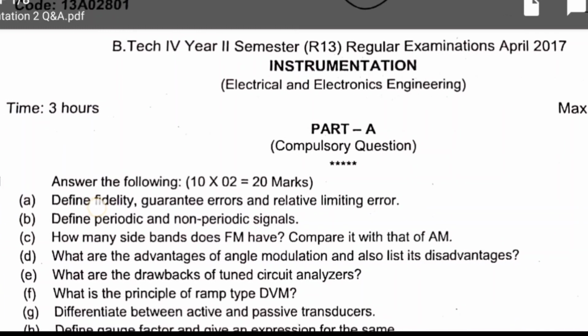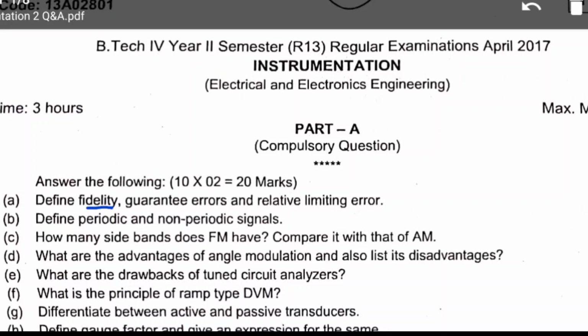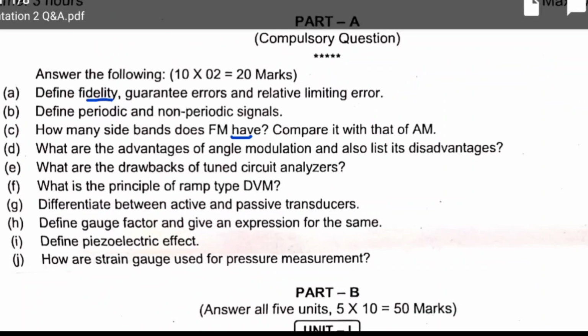Define periodic and non-periodic signal. If the signal varies with respect to time, it is periodic. Non-periodic means that with respect to time, the amplitude and magnitude will not be the same. How many side bands does an FM wave have? This is the question paper from 2017. You can see what questions they asked previously. What are the drawbacks of tuned circuit analyzers? What is the principle of a ramp type DVM? A negative ramp we are using.